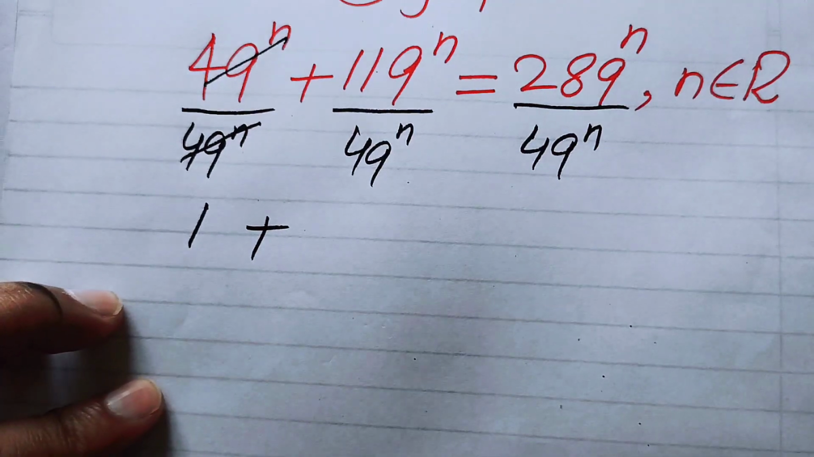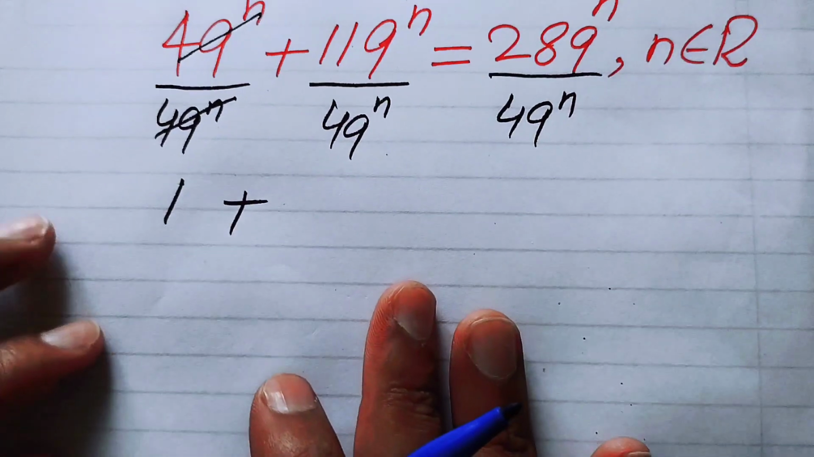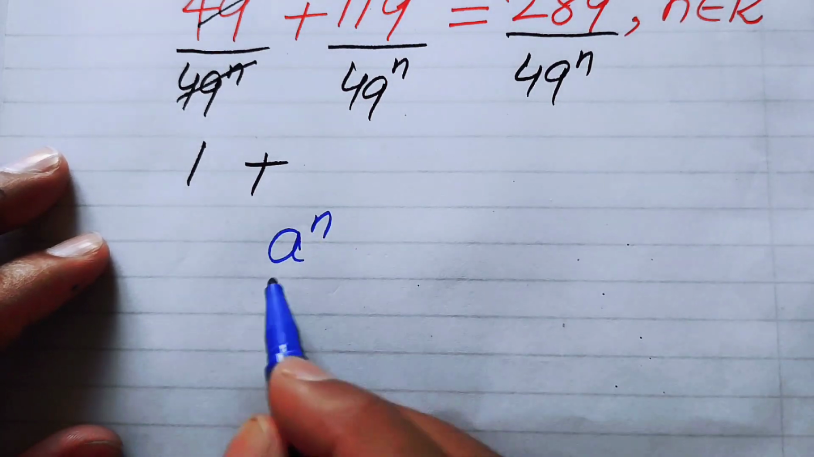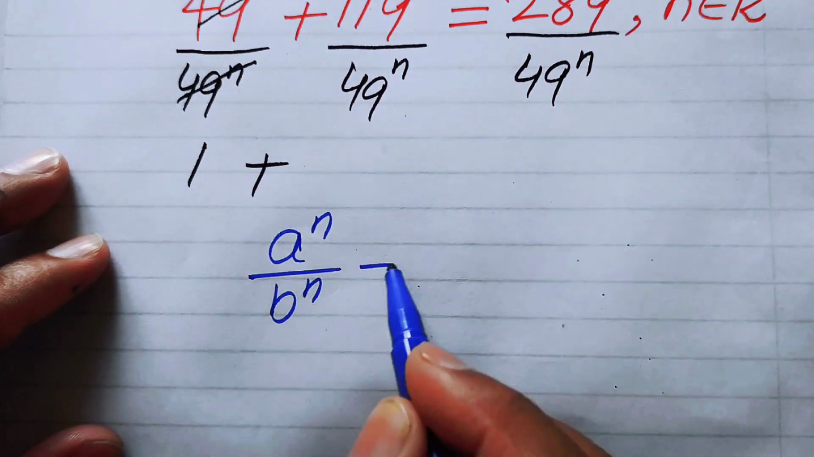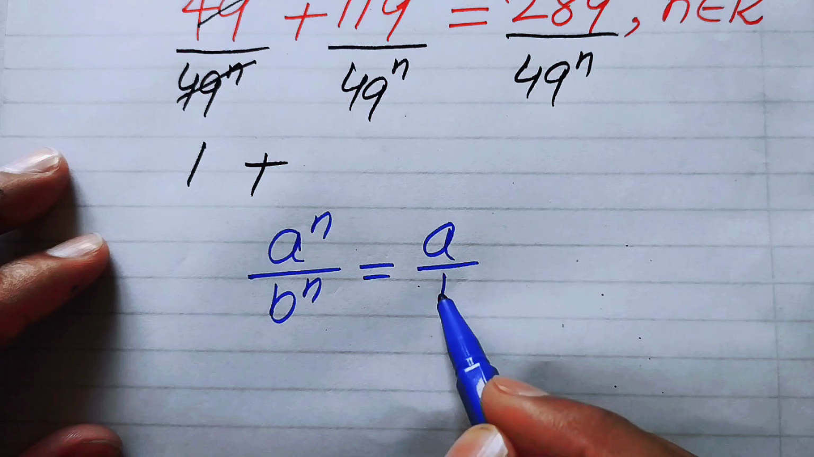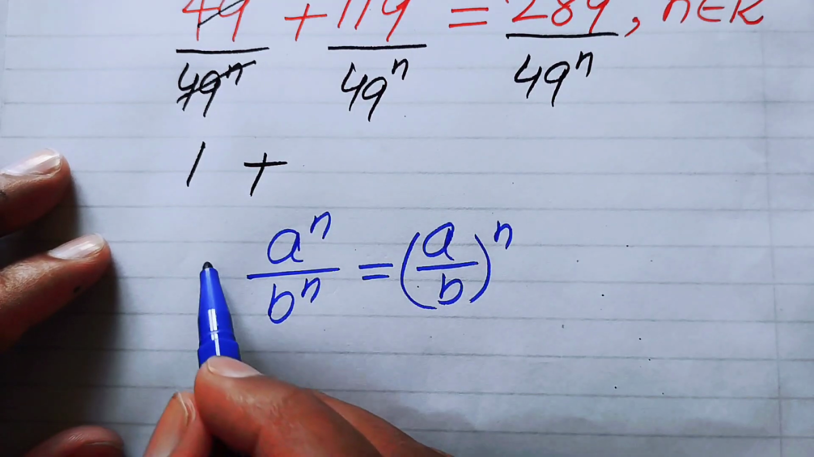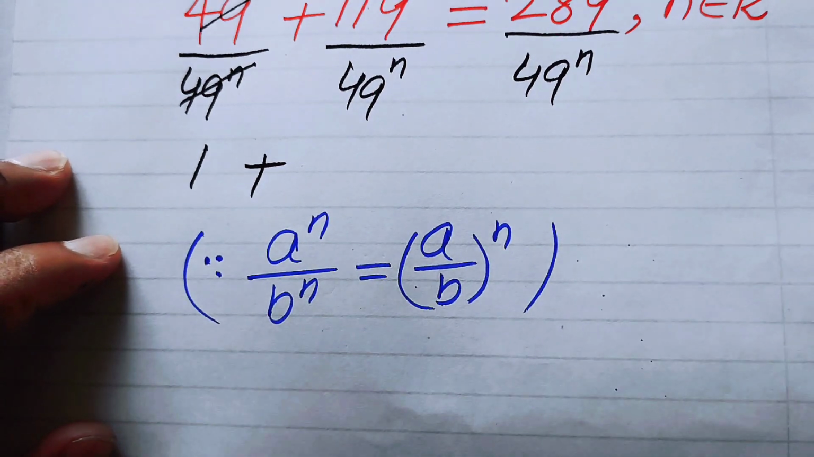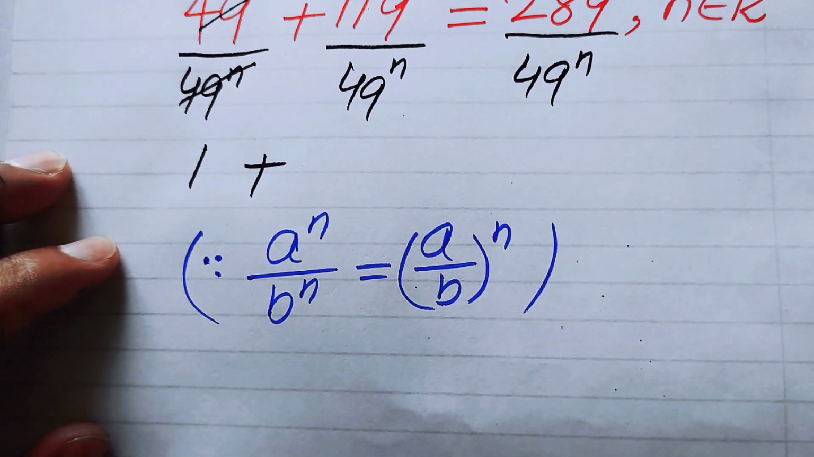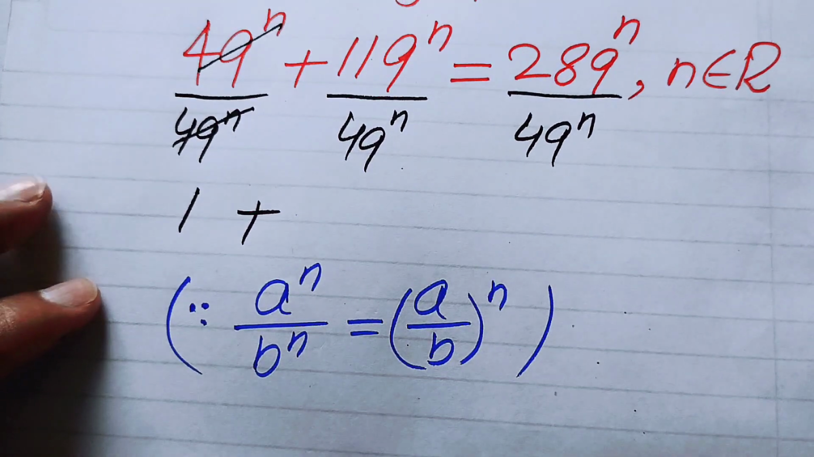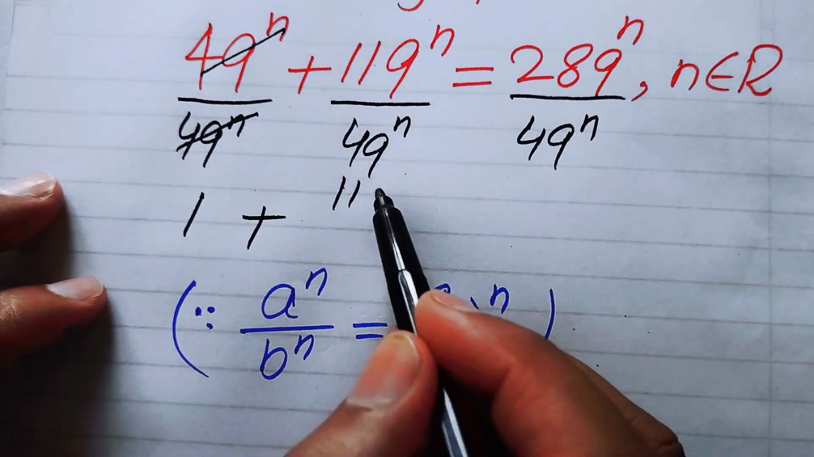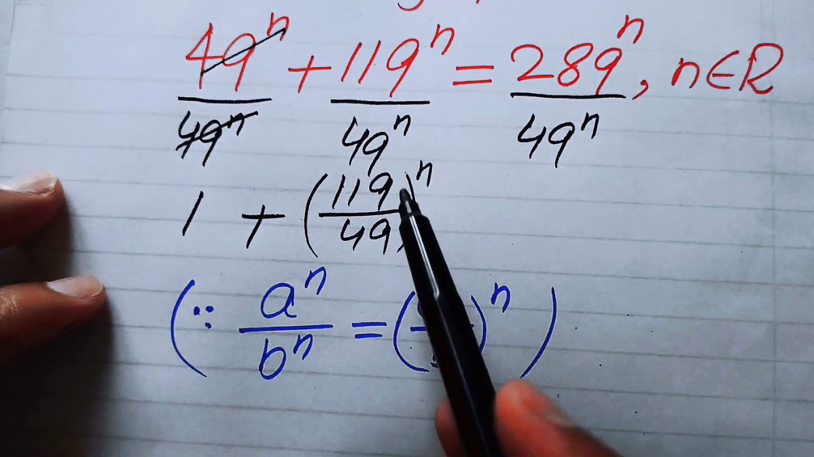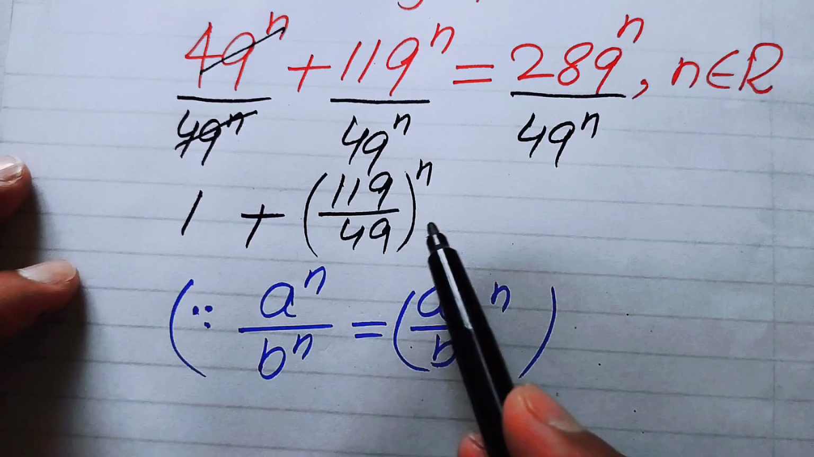And here I can apply the nice exponential law. You know about this law: if we have a to the power of n over b to the power of n, it is equal to a over b to the whole power n. We will use this law, so according to it I can write the above equation as 119 over 49 whole power n. Here I can just combine these two exponents and write it in this form.